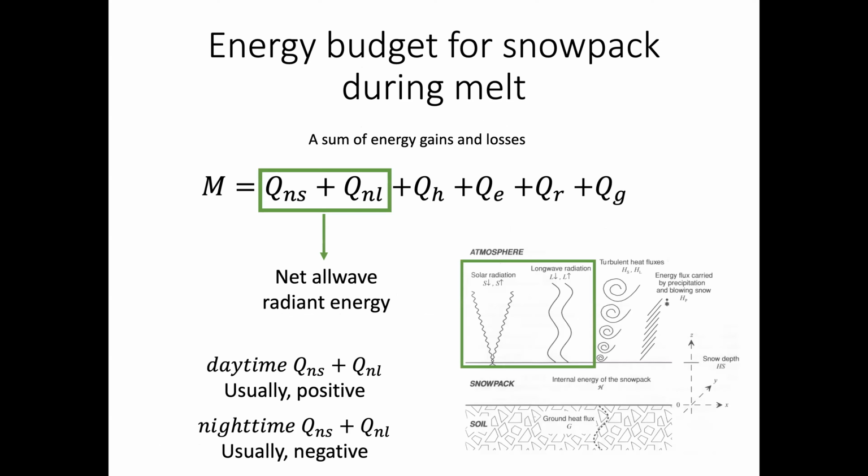Together, the net solar and net long-wave are called all-wave radiation. During the melt season, in the daytime, net all-wave is usually positive, and the Earth and snow are heated, while at night, when the sun is down, the Earth is emitting more long-wave than the atmosphere. We'll return to this after we go through some more of the terms in the equation on the right.